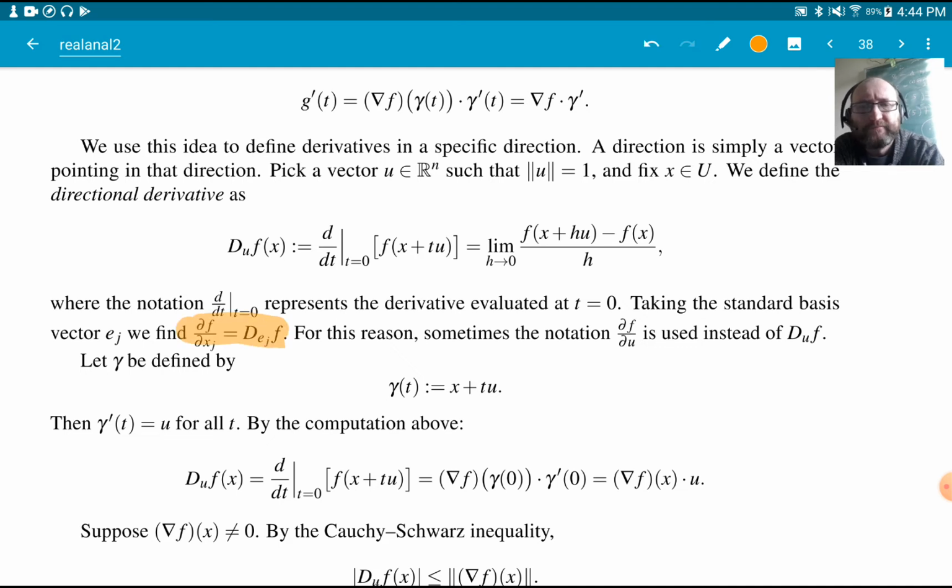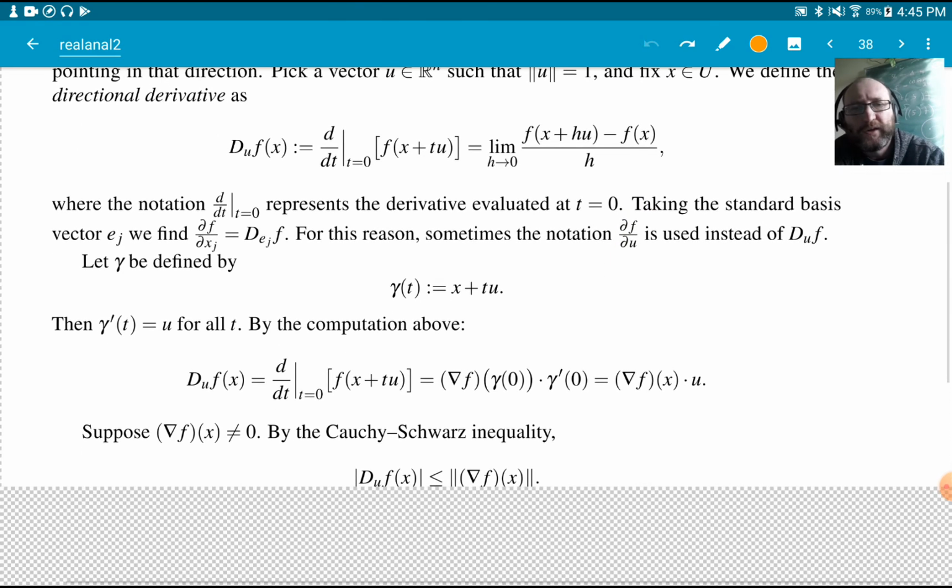So again, you can see that this notation over here, the d sub u, is the same as the partial derivative if u is e_j. Sometimes people use this notation, df/du, if you want to just indicate a direction.